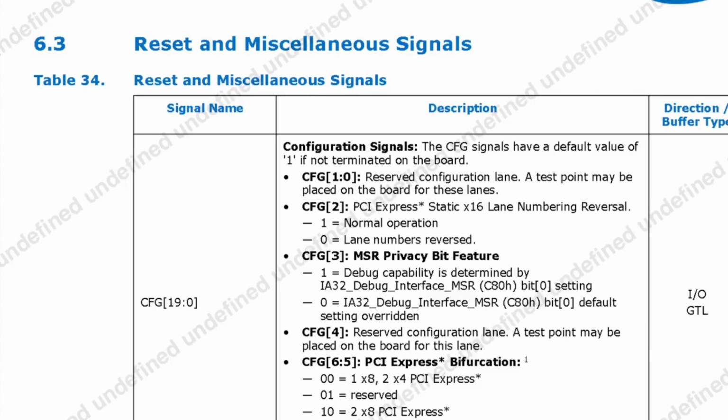So here I have the datasheet for the Intel Haswell 4th generation series of processors publicly available from Intel's own website. And we can see here that there are some configuration signals that we can use to send to the CPU in order to indicate different or alternate configuration mechanisms for each of the PCIe lanes on the device. Here we have CFG2, which is what we want, which says that PCI Express static 16 lane numbering reversal can be enabled if the config is set to 0, which means that we must pull this down to ground.